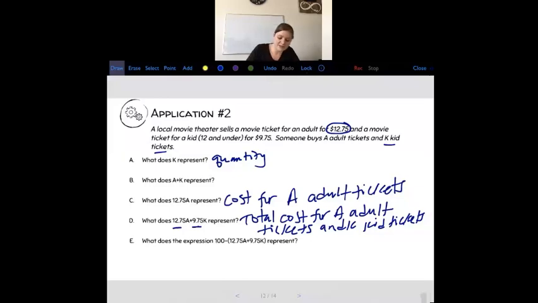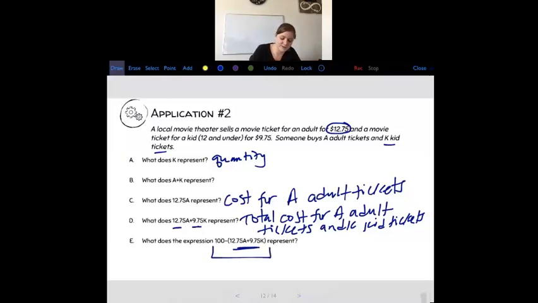The last one, what does the expression 100 minus the quantity 12.75A plus 9.75K represent? Well, in part D, we talked about this as a total cost. So we're taking 100 minus the total cost. The way that the homework is going to explain this is that it's money back. So let's say you go to the movie theater, you buy A adult tickets and K kid tickets, and you pay with $100. This whole expression represents the money you'll get back.